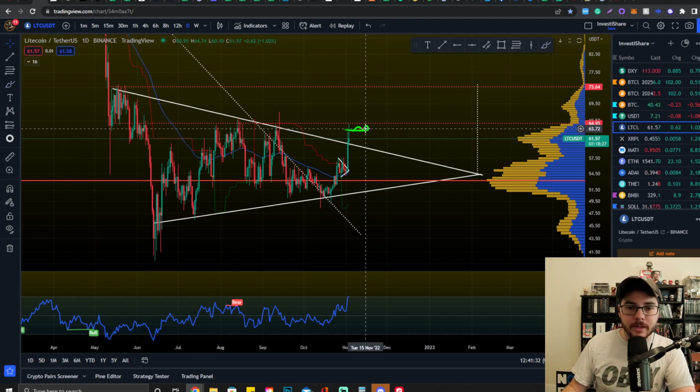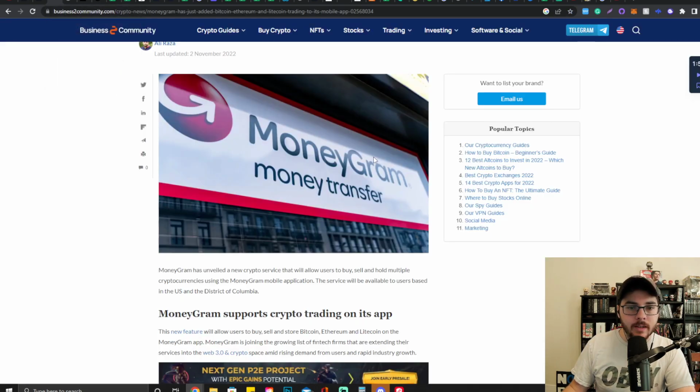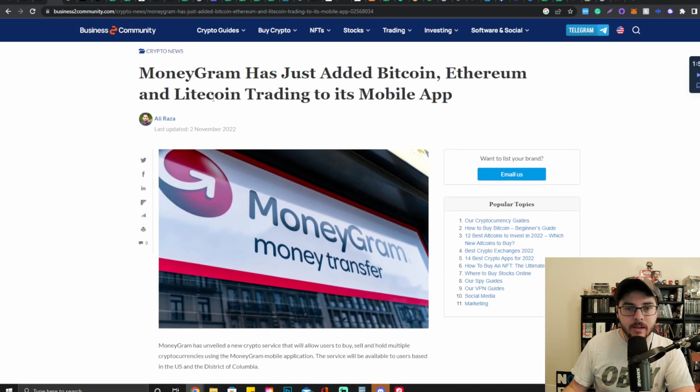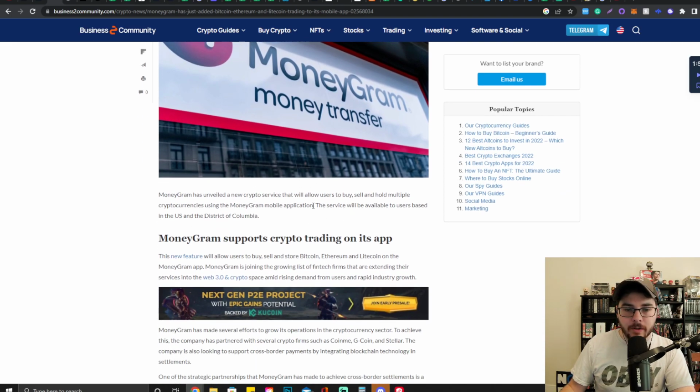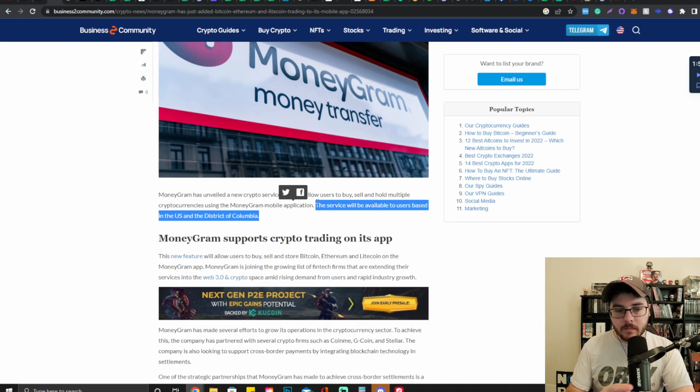But the technical target for this break to the upside is at $73.69. And this is coming in confluence with pretty bullish news. Like MoneyGram just actually added Bitcoin, Ethereum, and Litecoin to trading on their mobile app, which has about 150 million users. However, the service is only available for US and the District of Columbia. So we got to take that into account when it comes to how much exposure it's going to be getting, because it's not going to be to everyone who uses the app. It's just going to be to those who are using it inside the US and District of Columbia.